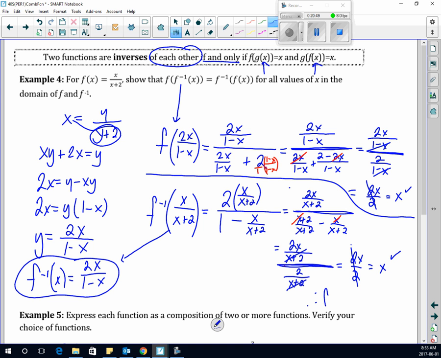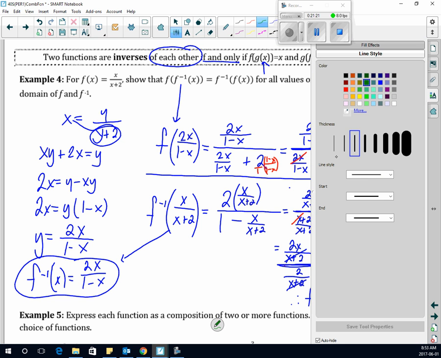Therefore, f of x, it just says show. So therefore, f of the inverse function equals the inverse function of f of x. And now we need to do the domain of f and the domain of inverse. Oh my. Okay, so I will go back with a green pen now.